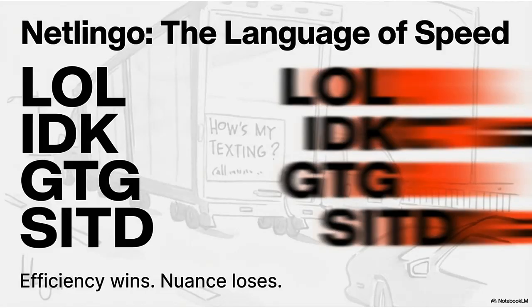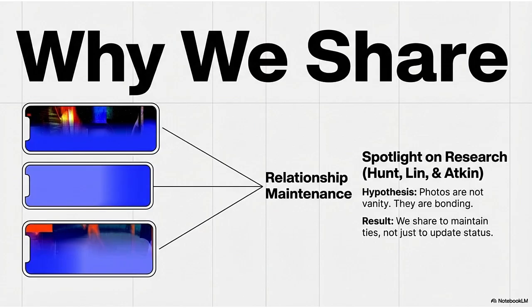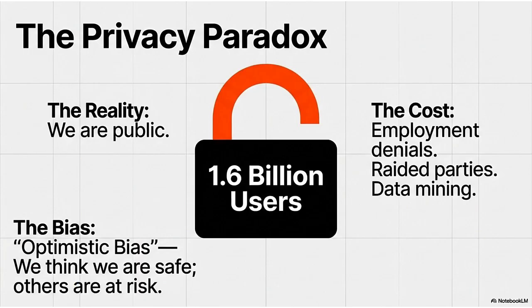Research also shows that we share photos and updates not just for vanity, but for relationship maintenance and bonding with our social network. However, many people fall into a privacy paradox where they assume their own online privacy is safe while believing others are at risk, which is known as a comparative optimistic bias.